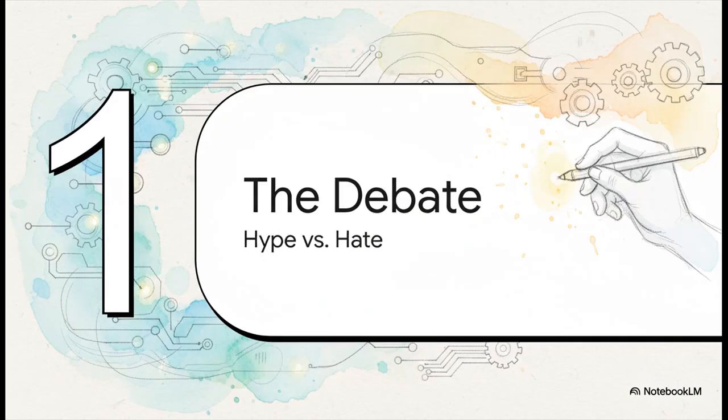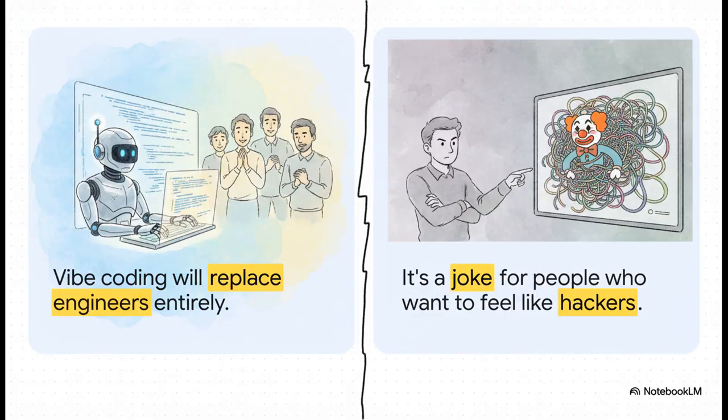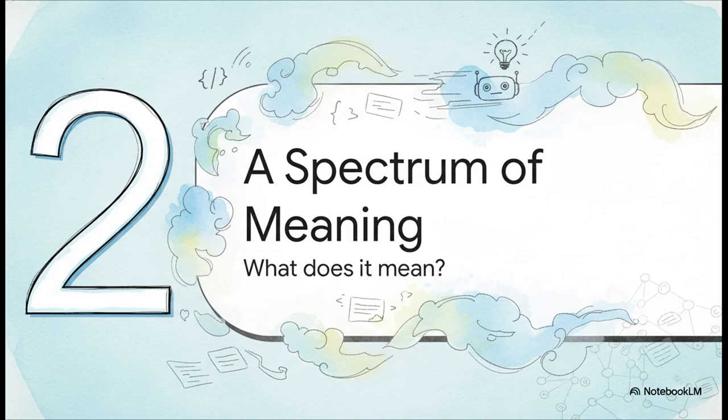And yeah, the whole conversation around vibe coding is kind of stuck between these two crazy extremes, which makes it almost impossible to talk about productively. So you've got these two camps, right? On one side, it's all hype. AI is going to replace all the engineers. Then you've got the other side, just pure hate. This is a total joke for role players who want to feel like hackers without doing any real work. And as it usually goes, the truth is probably somewhere in the middle. All right, let's move on.